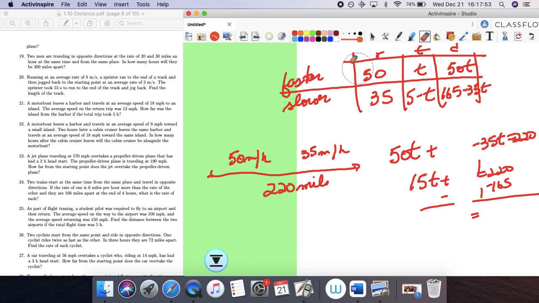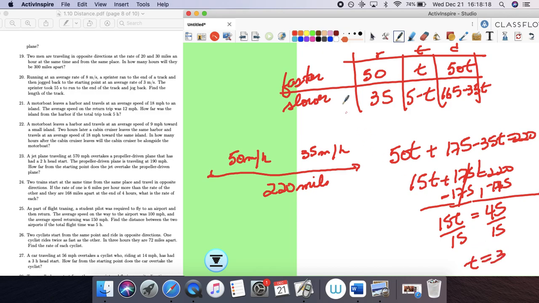Let me erase that. There was my mistake. When I did this, it should have been 35 times 5, which is 175. So when you combine 50 minus 35, you get 15t, and then this is 175. So I'm going to subtract 175 from both sides. That gives you 45. 15t comes down because these two become 0. Divide both sides by 15. t equals 3. So he actually spent 3 hours driving at 50 miles an hour, which means he spent 2 hours driving at 35 miles an hour. All right. Hopefully this is what you were supposed to do.